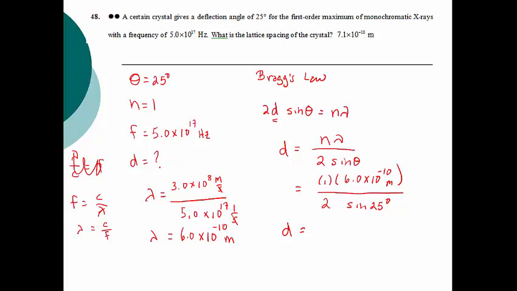And that gives me 7.1 times 10 to the minus 10th meters. Makes sense, right? It's a really small number. We're talking about crystal lattices, so D is going to always be very, very small.